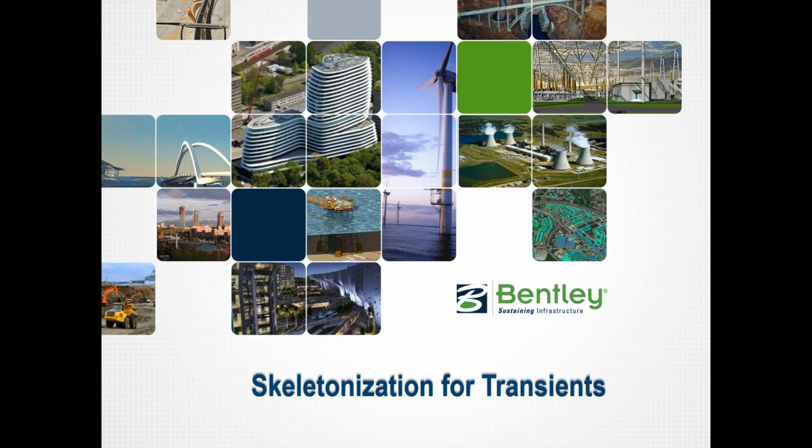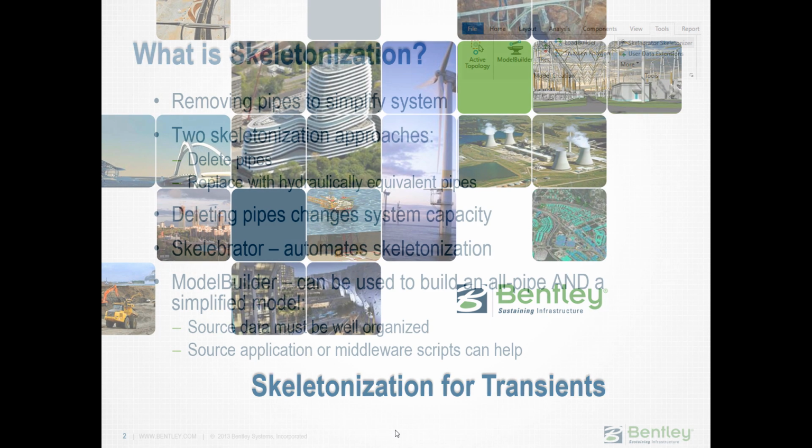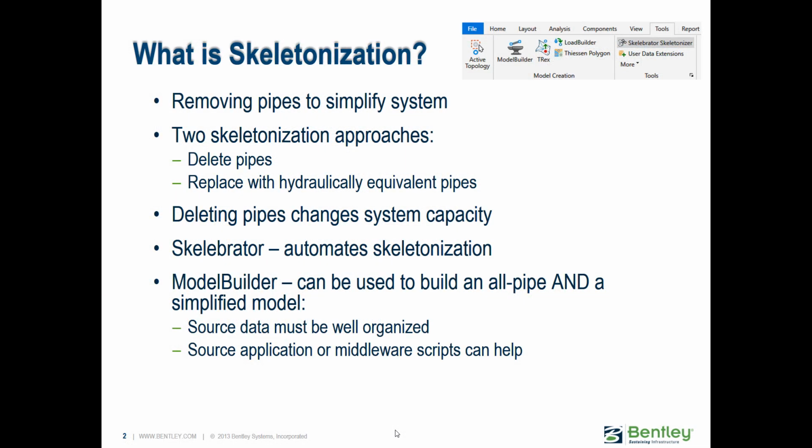Okay, so this first lecture is basically on simplifying your network using skeletonization techniques. So what is skeletonization? This is about removing extraneous pipes to simplify your system. It applies to WaterCAD and WaterGEMS as well as HAMMER, but it's often used in HAMMER because usually you want to focus just on the trunk main or the main pipes that will tend to have the biggest transient impact.